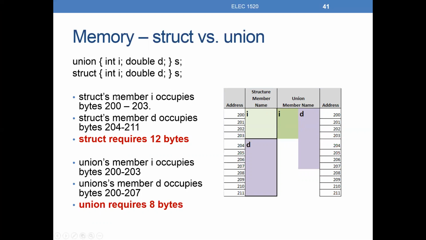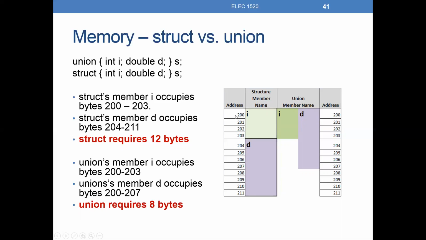Now let's take a look. The struct's data member i is going to occupy 4 bytes. I'm assuming that an int is 4 bytes. So here's the struct's memory allocation. The first 4 bytes go to i, and then the next 8 bytes go to d for the double. So a struct is going to require 12 bytes of memory. But a union, even though it has both an int and a double, well, the int requires 4 bytes, the double requires 8. So it will pick the larger of the two, which is the double. So the union is going to use 8 bytes of memory.